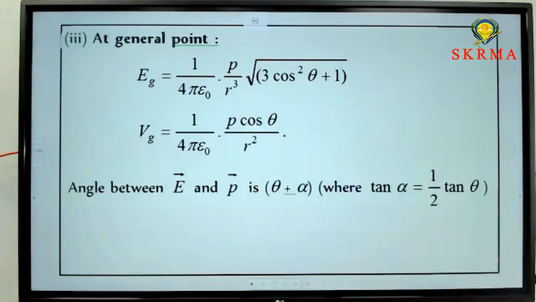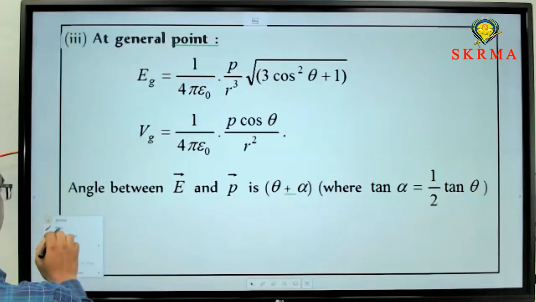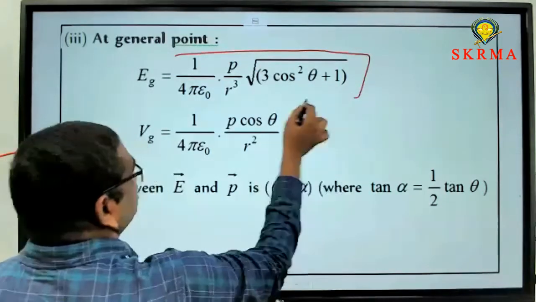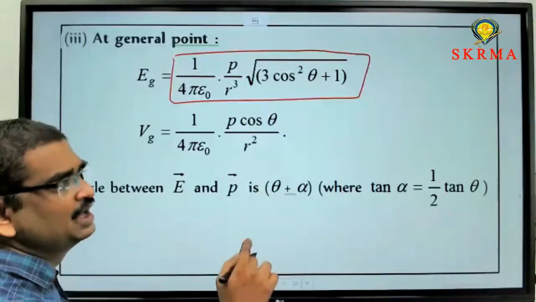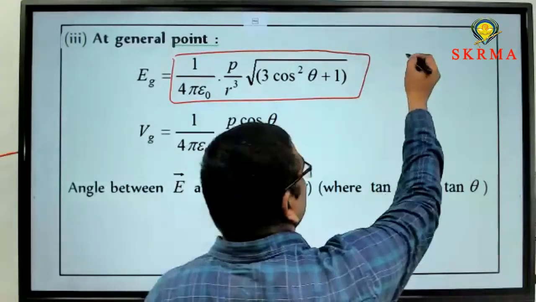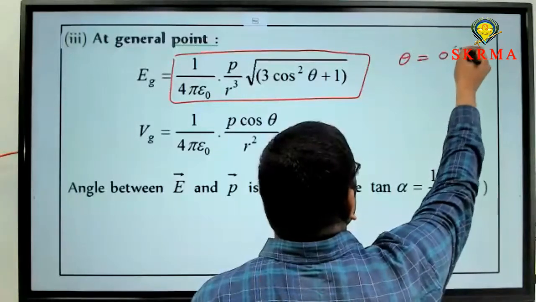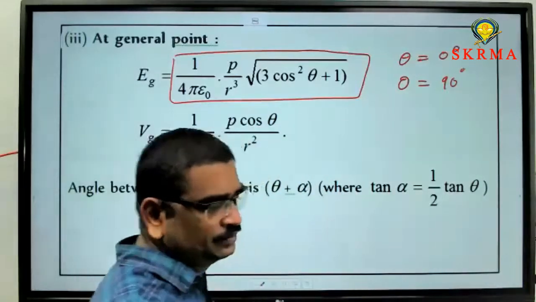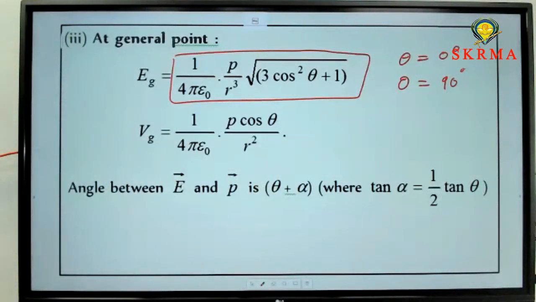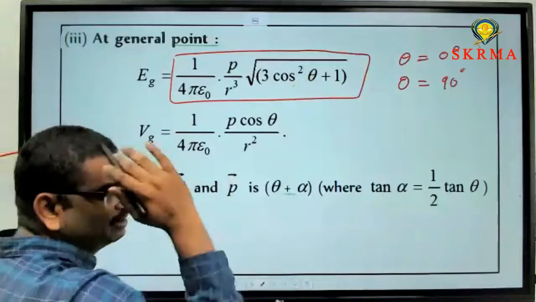Next. So in general, can you write a generalized equation for electric field and potential also? The generalized equation is 1 by 4 pi epsilon naught, p by r cube, into square root of 3 cos square theta plus 1. So this is under root only; 3 cos square theta plus 1 is under root. That means on the axial line theta we have to take as 0. On the perpendicular bisector theta is equal to 90. So substitute theta equal to 0, then you will get that equation.